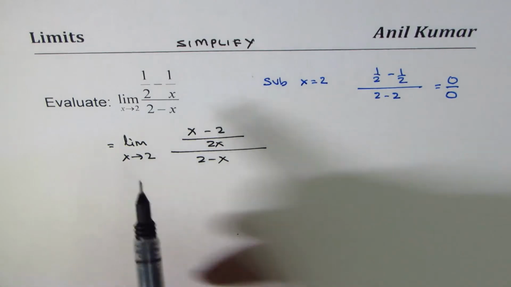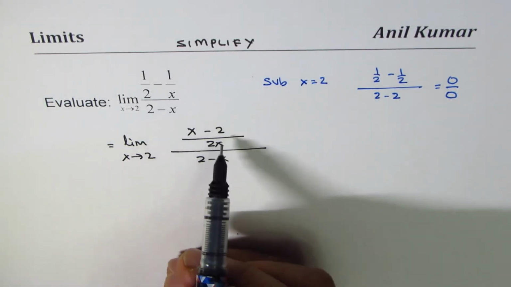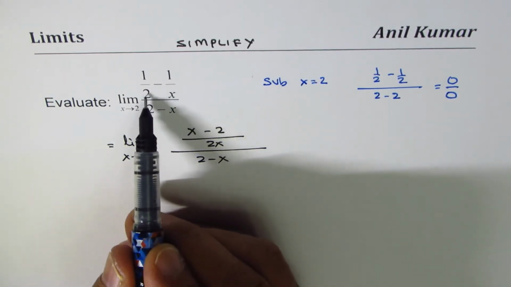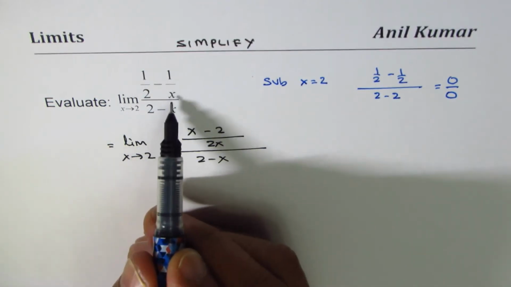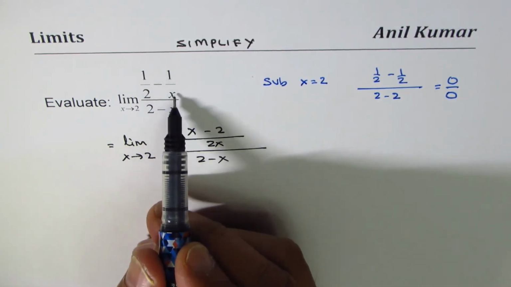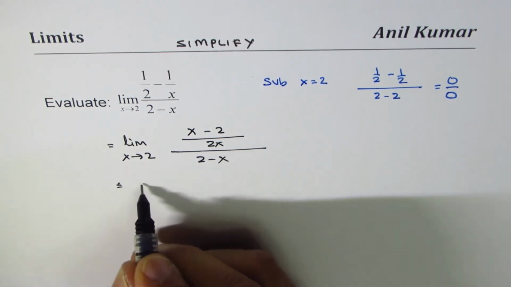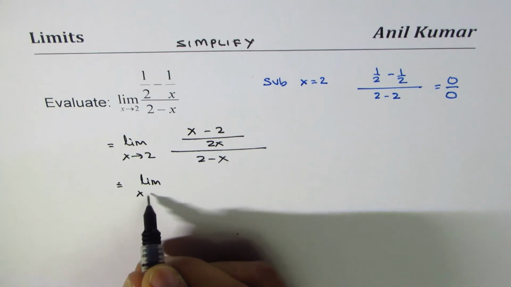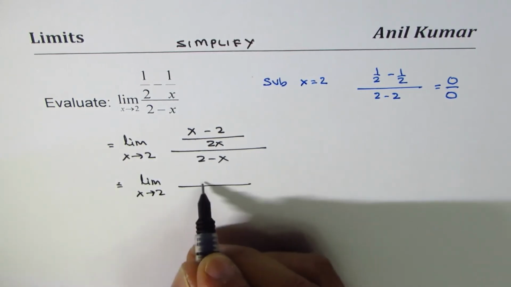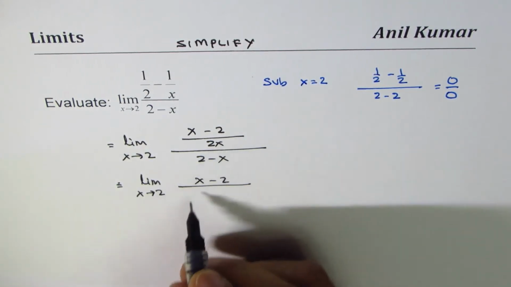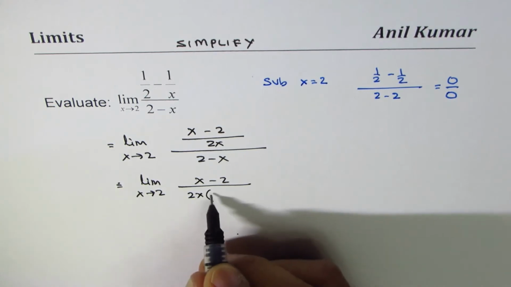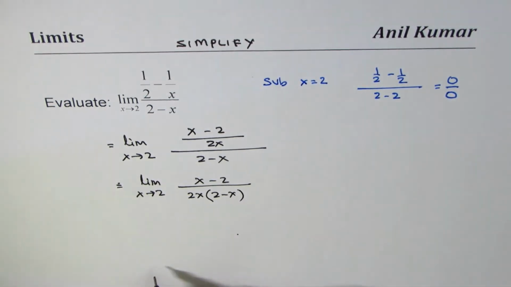So this step is clear to you. We took the common denominator of 2x. To make it 2x, we multiplied both terms: by x, we got x here, and in this case multiplied by 2 to get 2 there. You would always write this as the limit as x approaches 2. We have x minus 2, 2x comes here in the denominator, and 2 minus x. Is it okay?